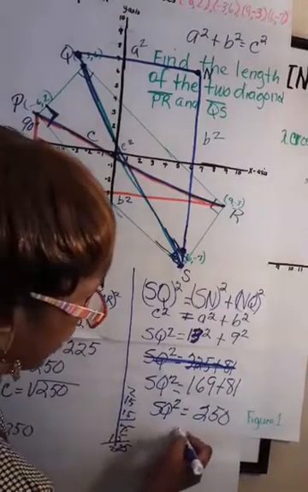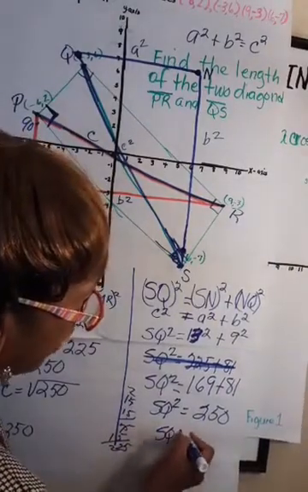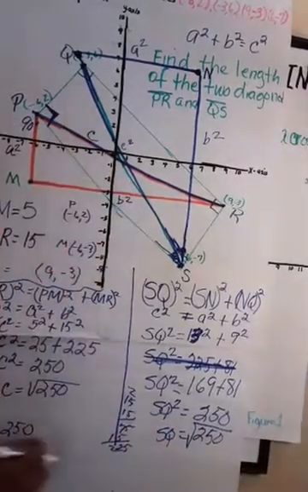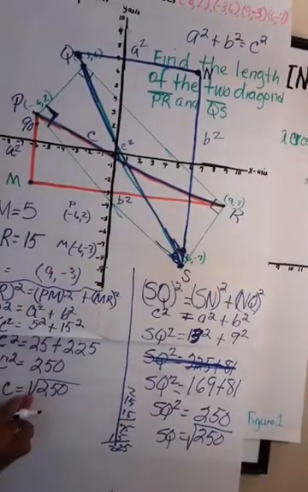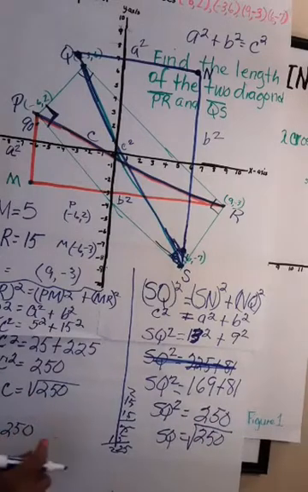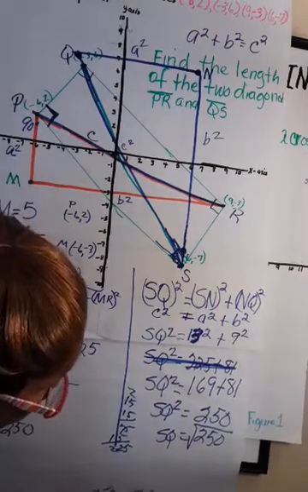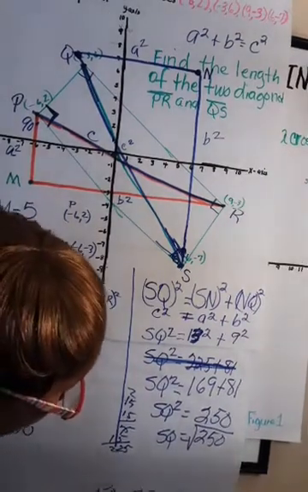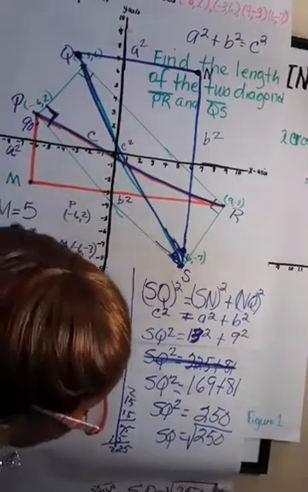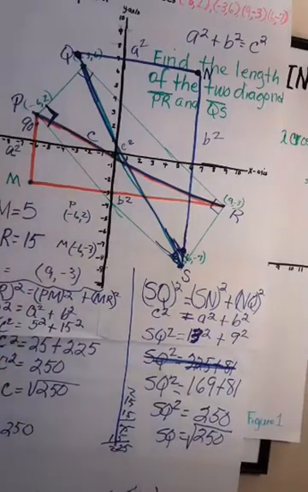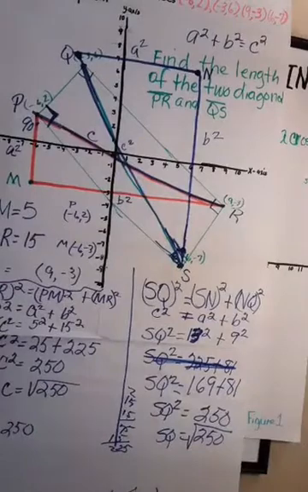And the square root, so we know that SQ is equal to the square root of 250. So those two sides are equal. PR equals 250 as well as SQ equals 250. So both of them equal the square root of 250. Both of those came out the same. Okay? It's a lot.